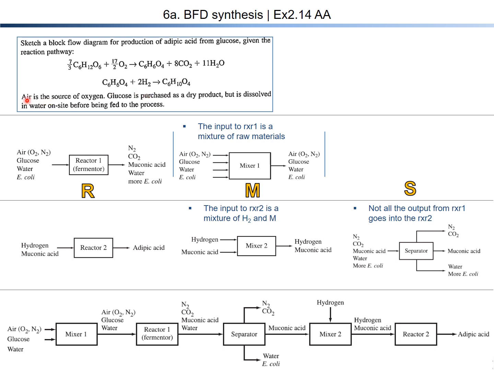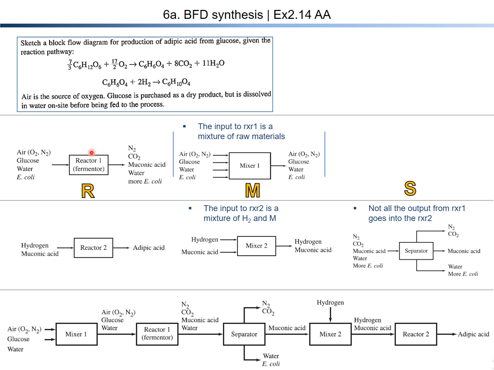In this case, air is the source of oxygen, so we would have nitrogen additionally. Glucose is purchased as a dry product, but is dissolved in water on site before being fed to the process. So, okay, let me draw a block flow diagram for this process from glucose to finally adipic acid.